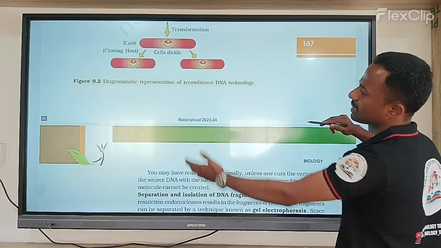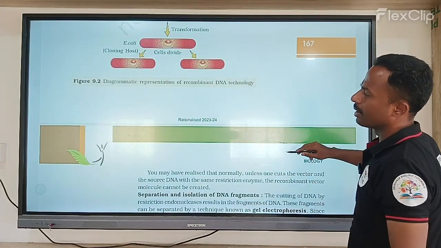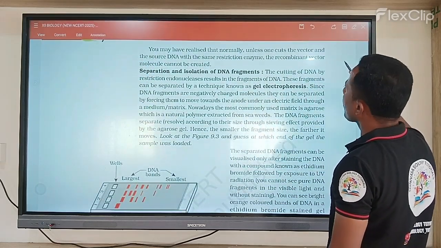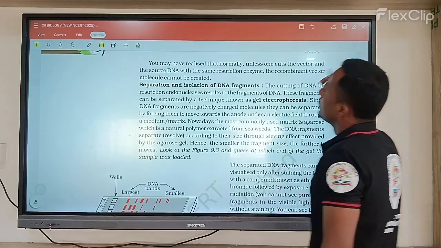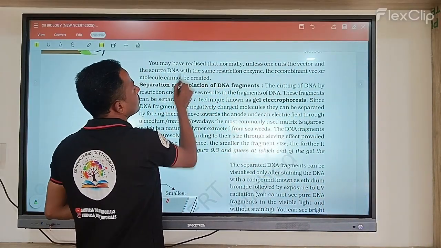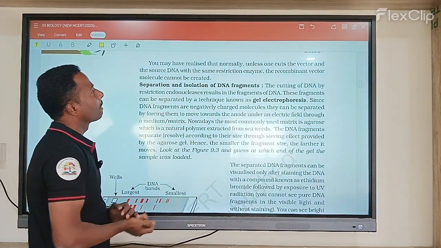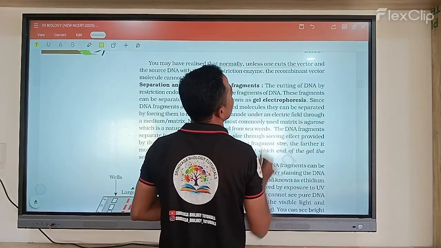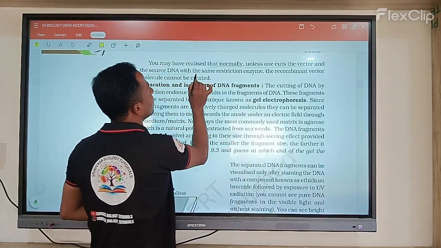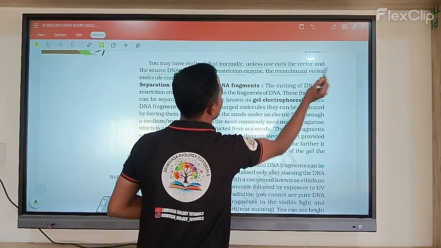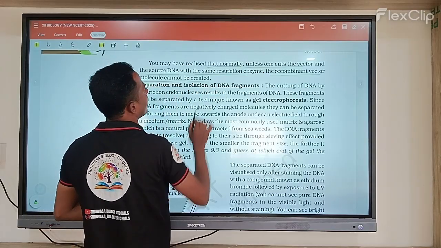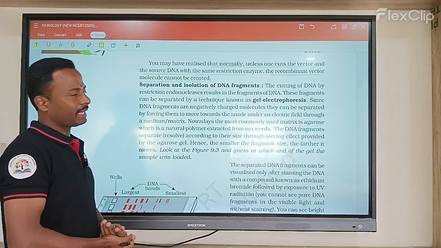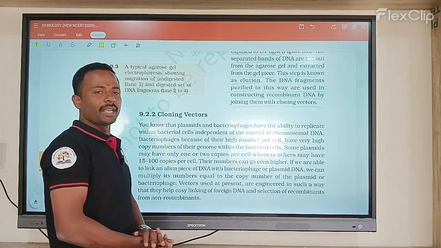Now it is a diagrammatic representation of recombinant DNA technology. You have to realize that unless one cuts the vector and the source DNA with the same restriction enzyme, the recombinant molecule cannot be created. So without this, we can't create new DNA fragments. The remaining we will discuss in the next class.